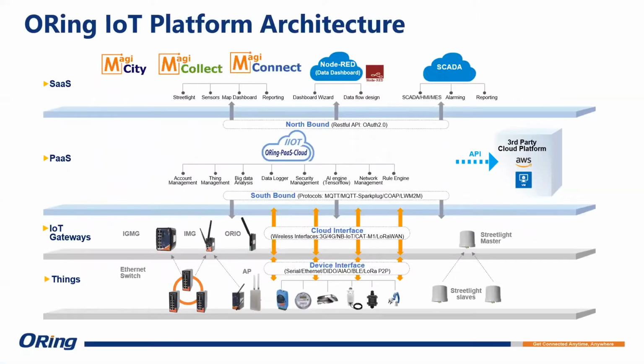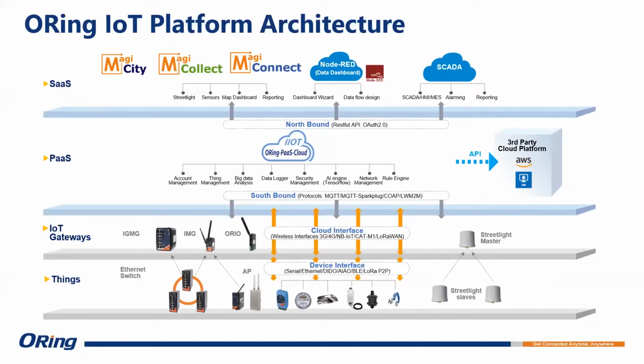So let's stop for a while with this slide. It shows the ORing IoT platform architecture. Like always, at the bottom we have so-called things, right? That's why the technology is called Internet of Things. Things are the devices which want to be connected to the cloud platform for sending data, monitoring and controlling purposes. These devices can be our networking devices like switches and access points, but also many other devices used on the factory floor, like sensors, meters, robots, even streetlights for smart city applications.